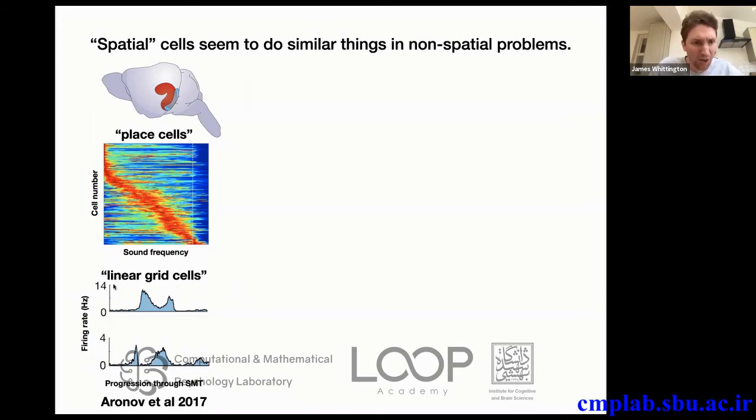And likewise, you get these multi-peak cells, which might be attributed to grid-like cells, linear grid-like cells. Perhaps this is not so surprising because, as we know, sound frequency lies on a one-dimensional track. So it's almost like a slice through a two-dimensional space. And interestingly, about a third of these cells, which care about sound frequency, are actually place cells in spatial problems.